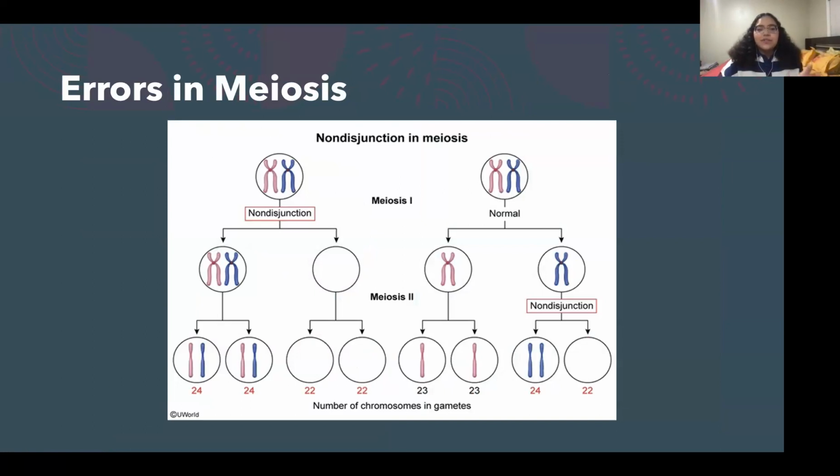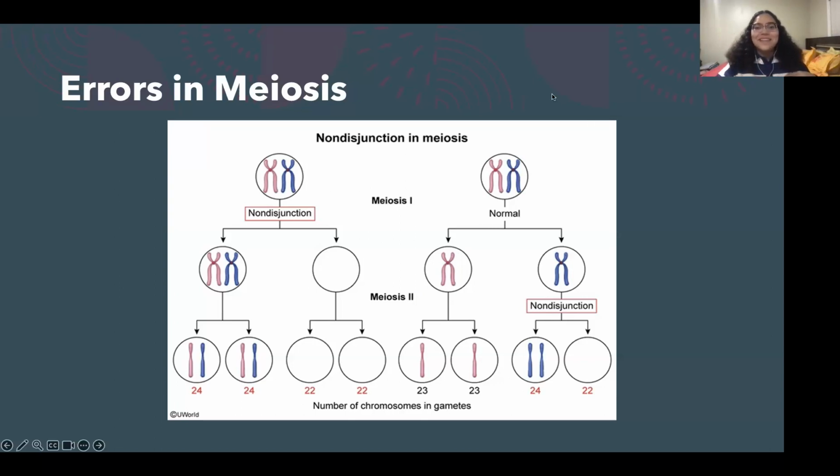So non-disjunction, if it happens in meiosis 1, then your homologous chromosomes, instead of splitting up evenly, 2 of them might go to one side and none to the other. If you do that, and assuming meiosis 2 is fine, so the sister chromatids separate properly, you're supposed to have 23 chromosomes in humans, but with non-disjunction in meiosis 1, out of your 4 daughter cells, you'll have 24, 24, 22, 22.